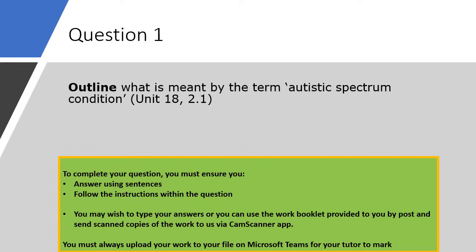Okay, so this brings you now to question number 1, and it's asking you to outline what is meant by the term autistic spectrum condition. Now, you can use some of the slides for your information. You can watch the video on the YouTube clip and think about that as well, but you're going to be putting it into your own words, outlining it and writing in sentences. It's really important that you put it into your own words with the information that you've found.